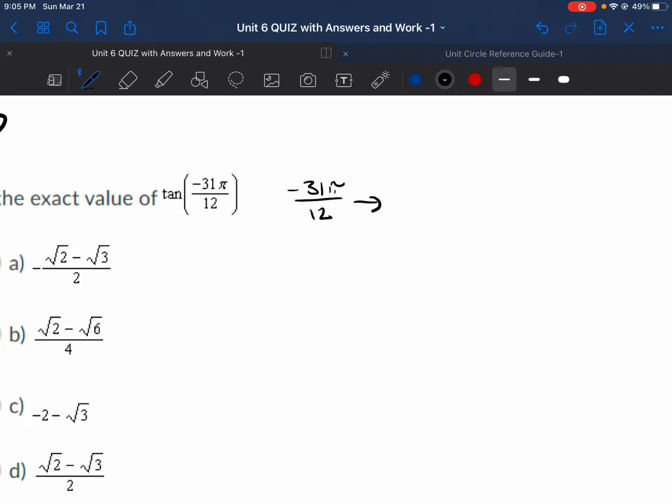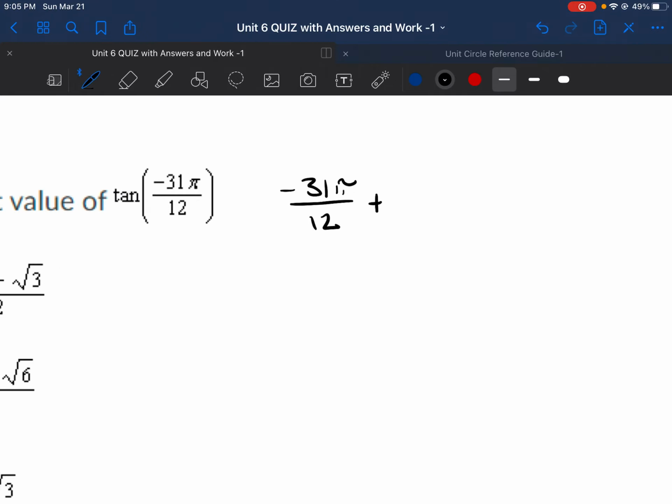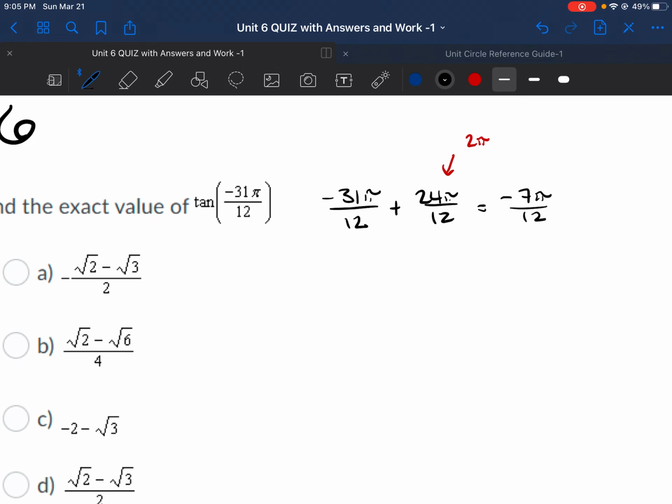So let's do that. And remember from first semester, we talked about coterminal angles, or getting an angle onto the unit circle somewhere by adding or subtracting 2 pi, or 360 degrees. Well, since this is in radians, I'm going to go ahead and add 2 pi. And 2 pi in this case would be 24 pi over 12, by the way. I'm writing it in a way so that we have a common denominator. Okay, so 24 pi over 12, we add that together. Negative 31 pi over 12 plus 24 pi over 12, that's going to be negative 7 pi over 12. And I think that's going to be a much more manageable angle to try to take the tangent of.